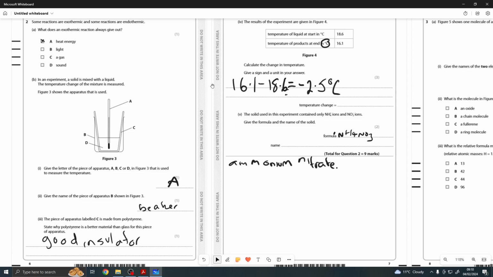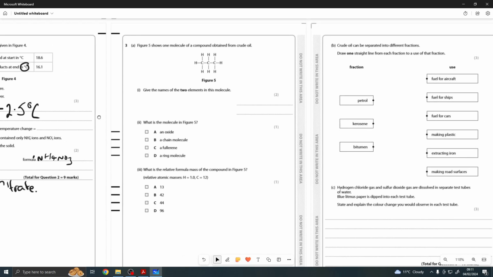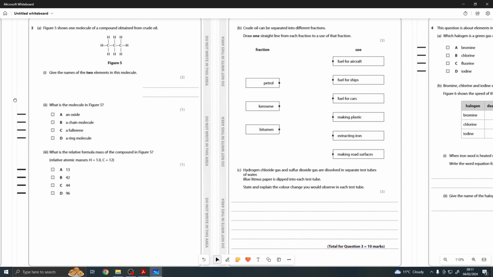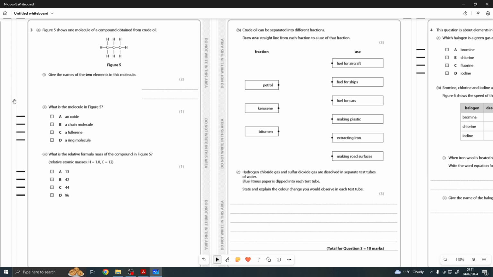Fantastic. Right, moving swiftly on to question 3. Let's have a look. Oh look, it's a molecule obtained from crude oil. Brilliant. Give the names of 2 elements in that molecule. Look, it's a hydrocarbon. That means it's carbon and hydrogen.